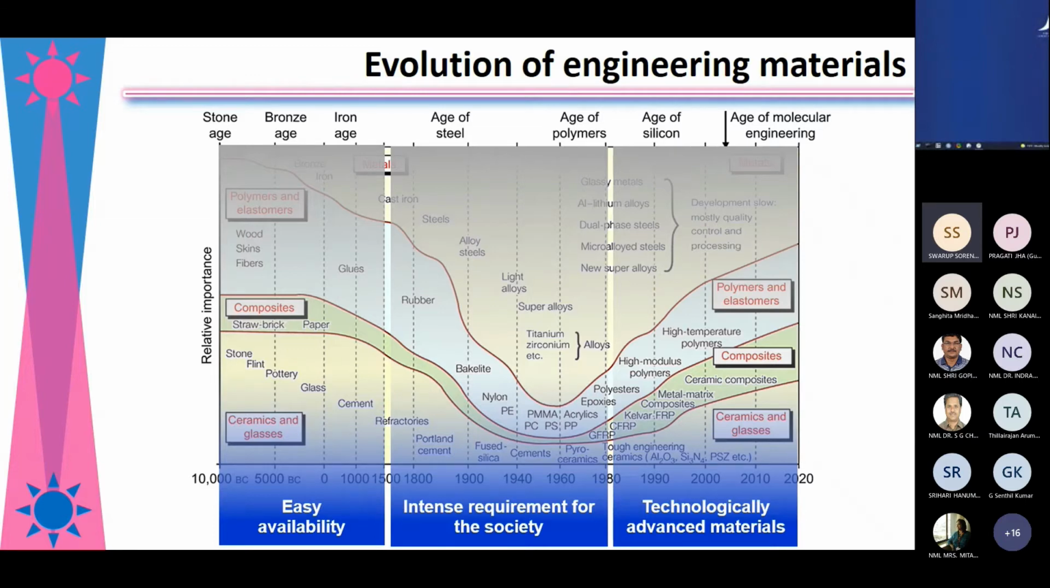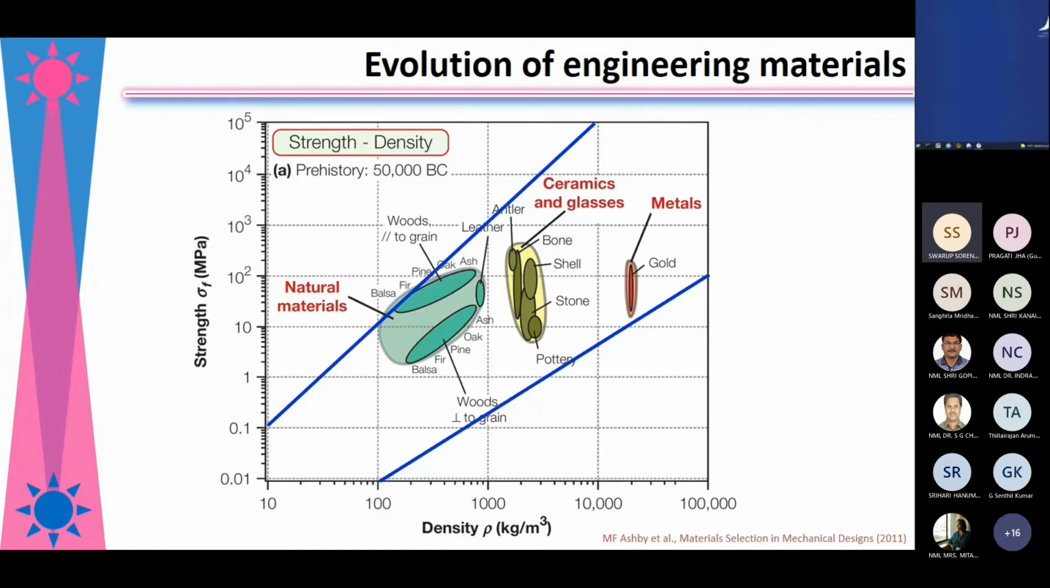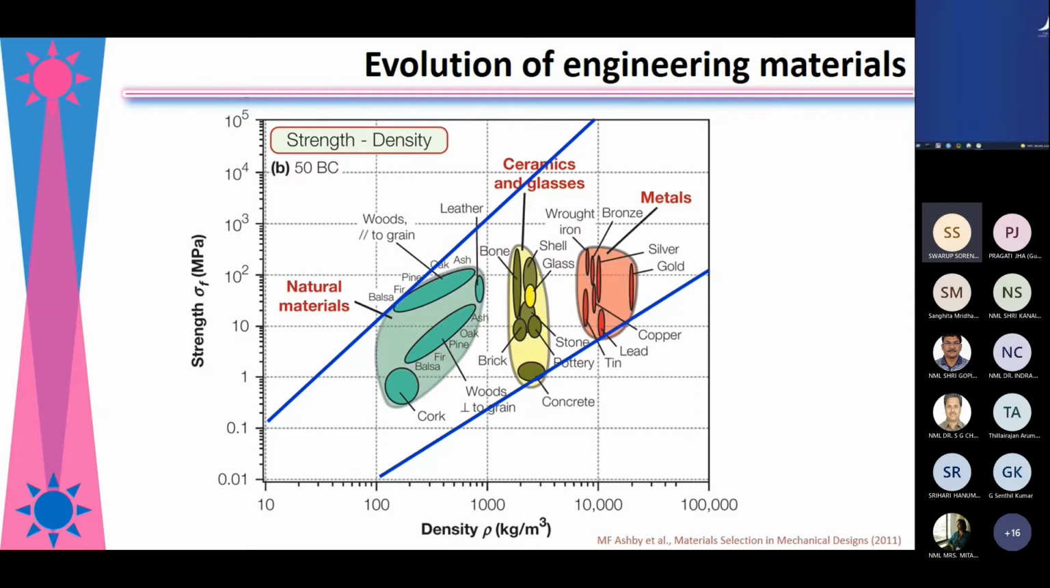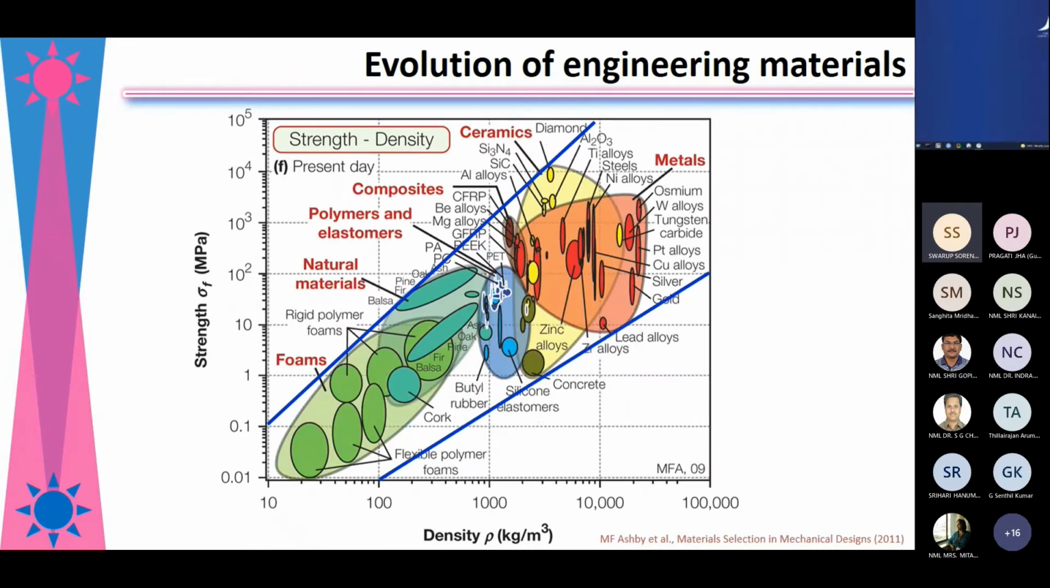Now, if we look at how the materials evolved through time, around 50,000 BC, the prehistoric times, we had basically ceramics, natural materials, and metals. With the passage of time, new materials developed, and finally, today, we have a large chunk of materials available with us for developing any product we want.